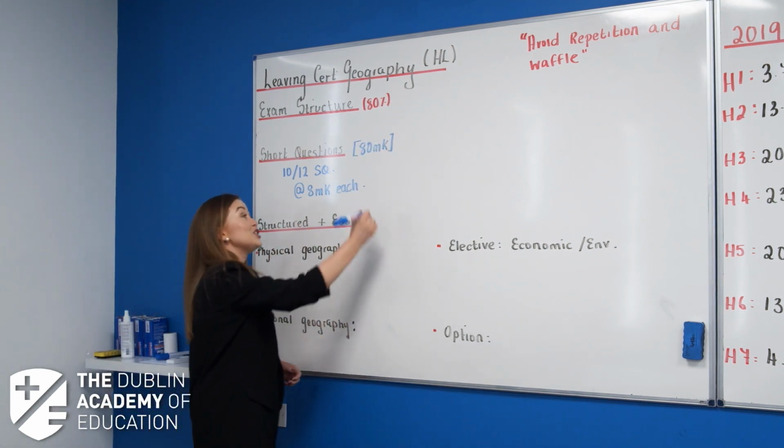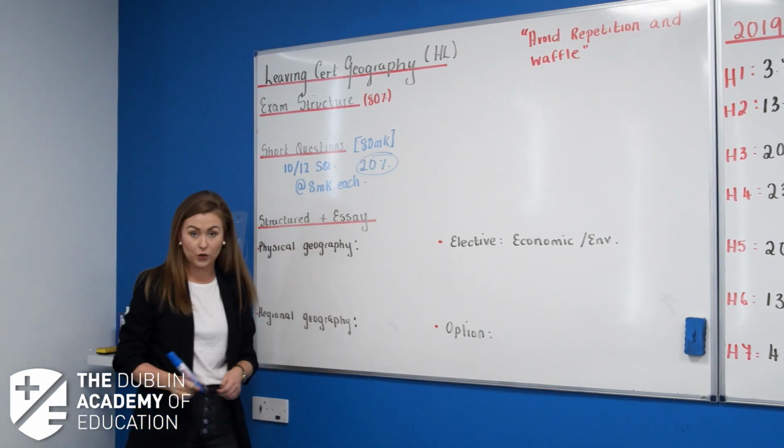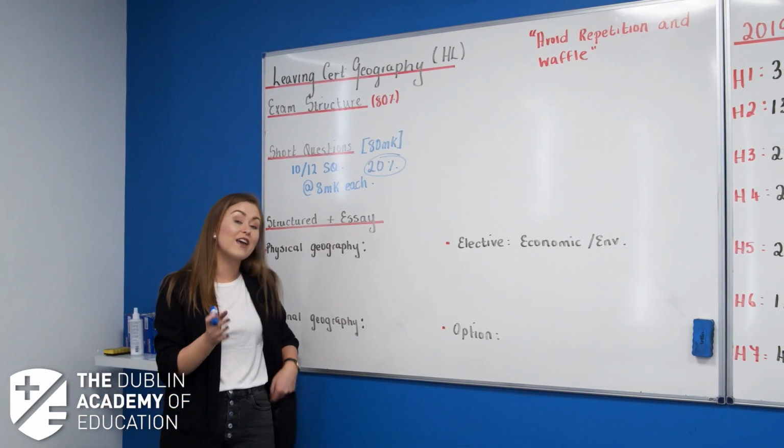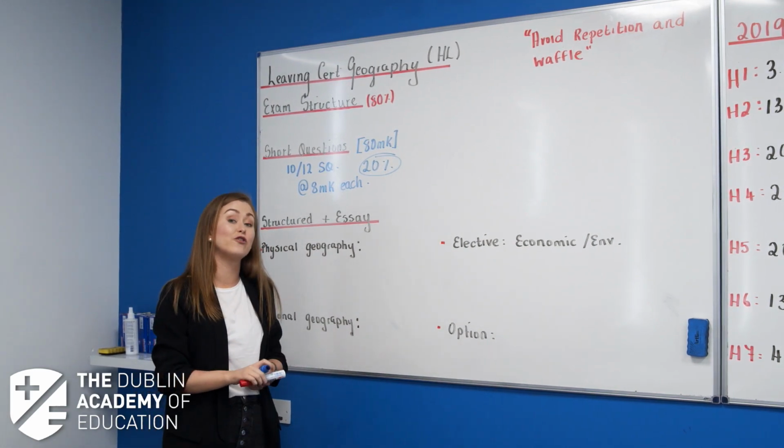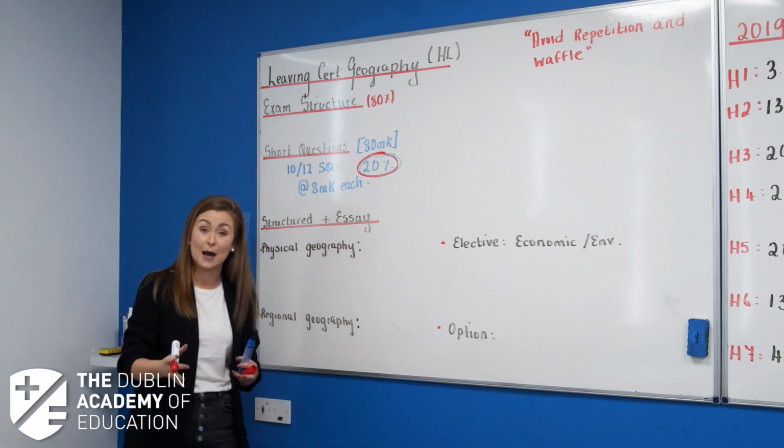80 marks is actually worth 20% of your final grade. So them short questions are worth 80 marks, 20% of your final grade. It's a huge proportion of that exam paper.